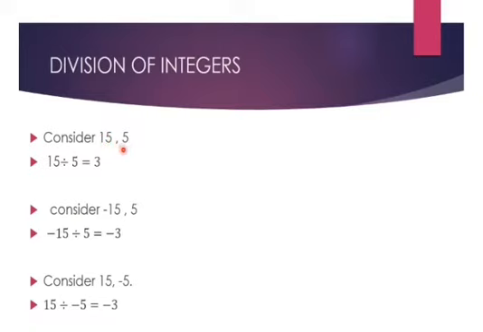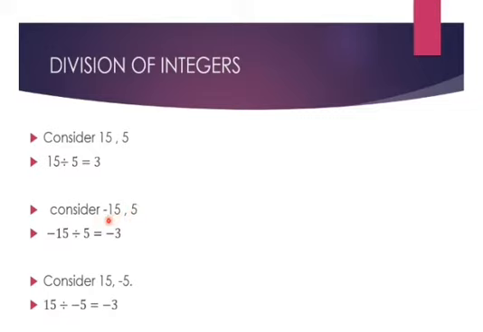Integers 15 and 5. Both of them are positive integers, so we can easily divide 15 by 5. The answer is 3. 15 has 5, 3 times. The answer is 3. Okay, now in this case consider minus 15 and 5.